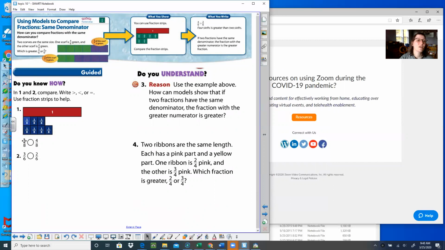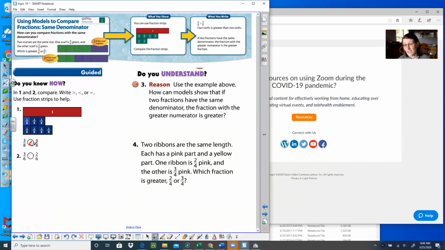Okay, so we have 3/8, which is this top guy, 1/8, 2/8, 3/8, and we have 4/8. 1/8, 2/8, 3/8, 4/8. They want us to identify which one is larger, which one is smaller. And hopefully you're looking at this and going, well, I can see that this guy is longer, so he is greater than. So, oh, there he is, 4/8.